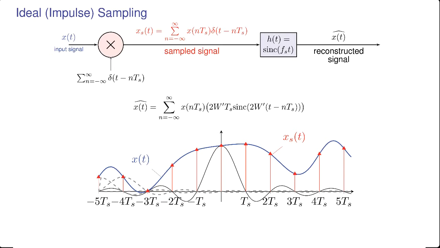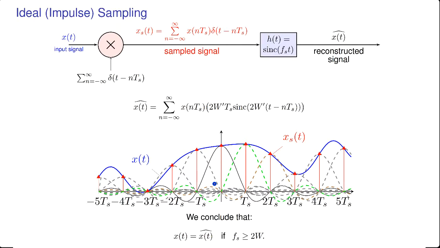For, let's say, n equal minus 5, you will have a sinc like that. Minus 4, you will have this sinc. For minus 2, you will have this sinc. Minus 1, you will have this sinc. And then for 5, you will have this one. Different samples give you different sinc values.